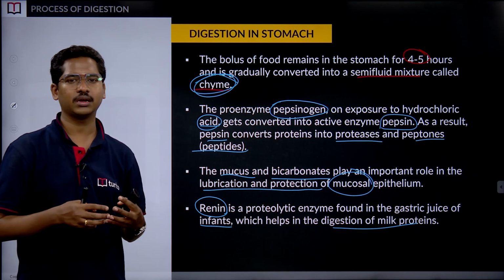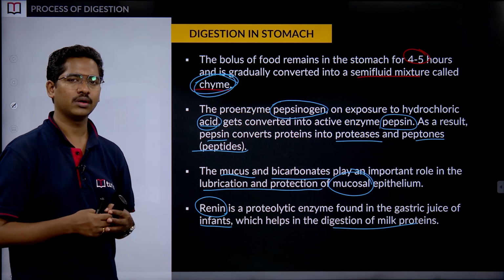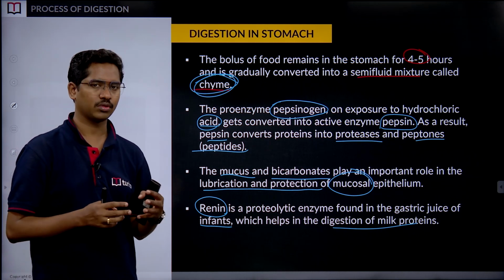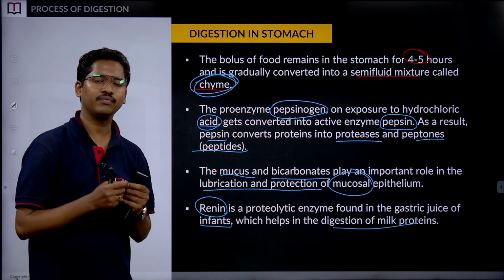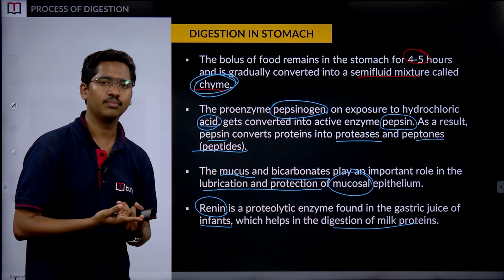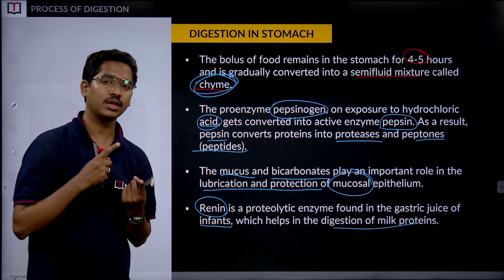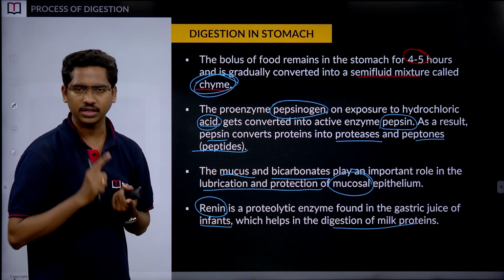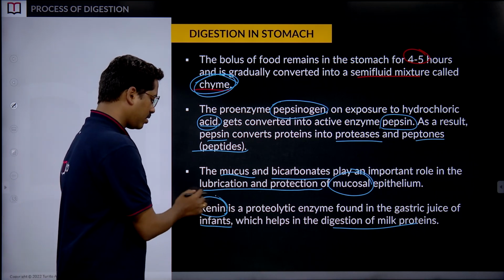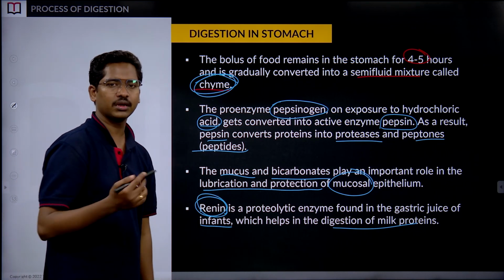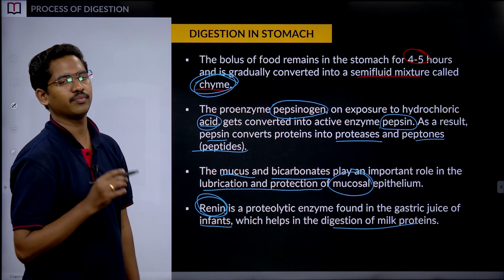So, when we are consuming that, our body is more than capable of digesting those milk proteins, but in the case of infants you cannot expect us to give them boiled milk. So, it is not possible. They get the milk directly from their respective mothers. So, it is for that reason they must have this renin in order to digest that readily available milk from the mother.